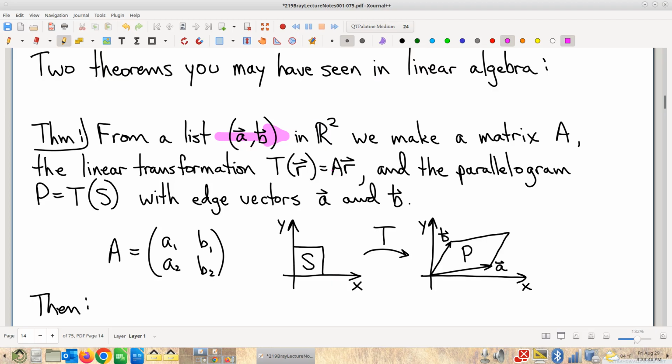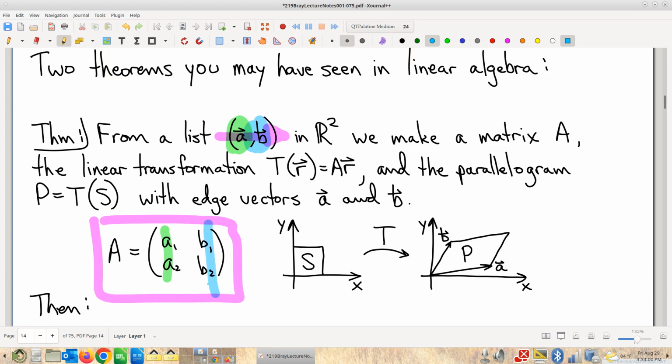From a list, you can make a matrix. And it's a very natural sort of way to do it. Whatever the first vector is, make that your first column. Whatever your second vector is, make that the second column. So you give me any list, I can make an associated matrix. Yeah?